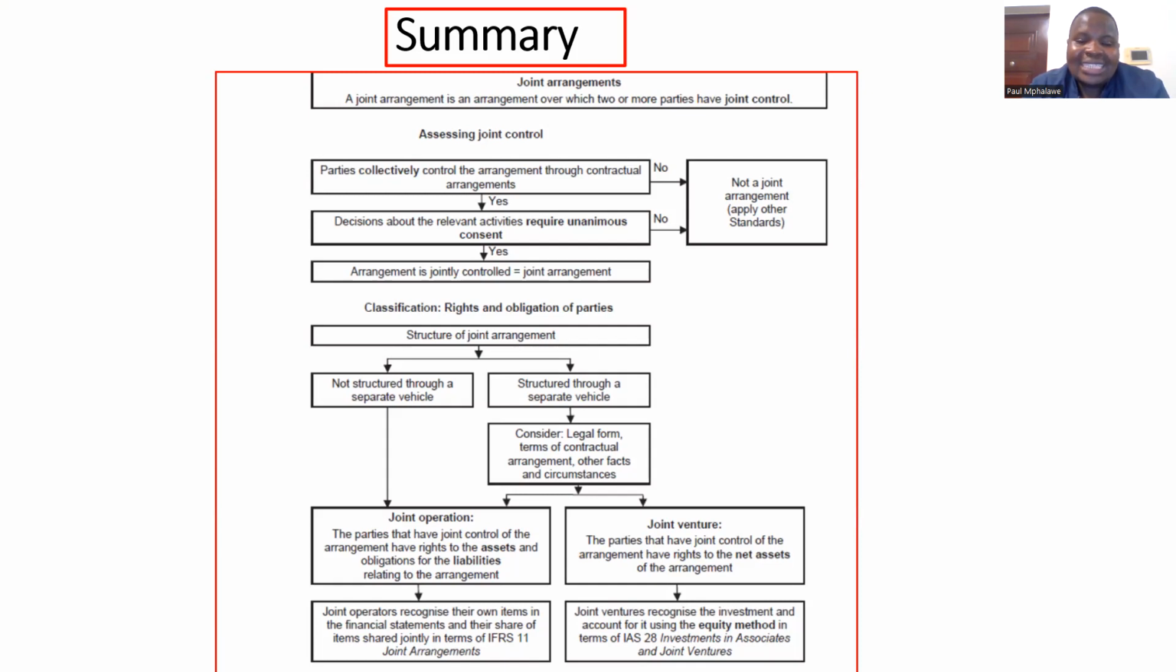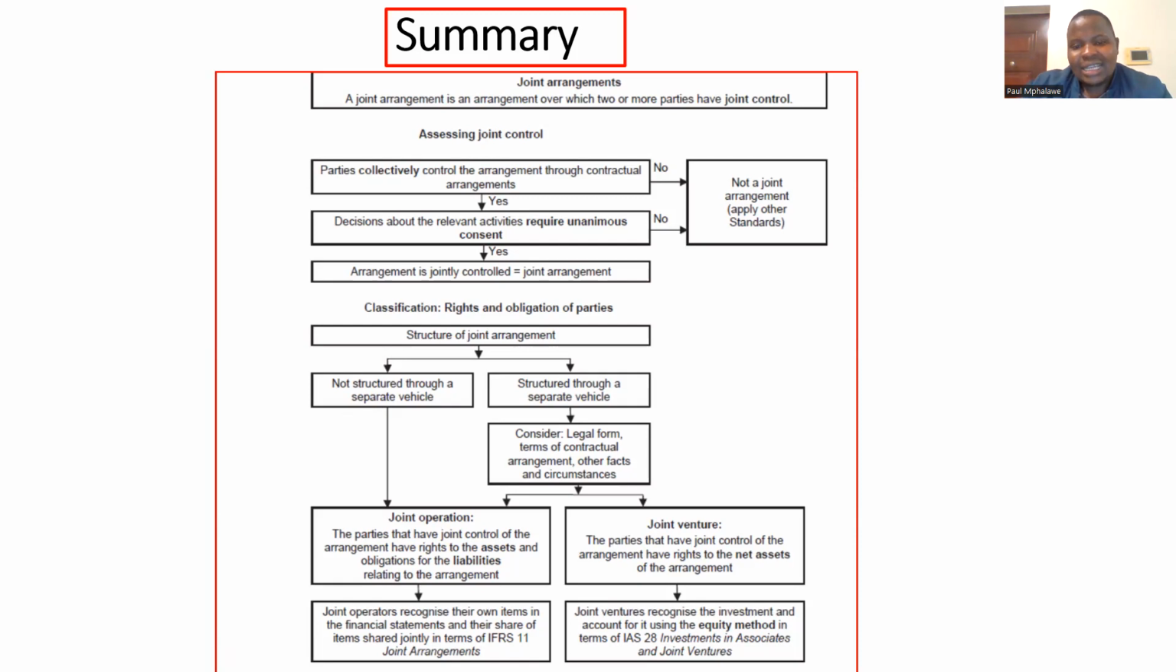Okay, so classification, rights, and obligations of the parties to an arrangement. If your answer is yes on the question of is the arrangement jointly controlled, then ask yourself, what is the structure of the arrangement? If the arrangement is not structured through a separate vehicle, that, my friends, is just a joint operation. The significant factor to determine between joint operation and joint venture is the structure.